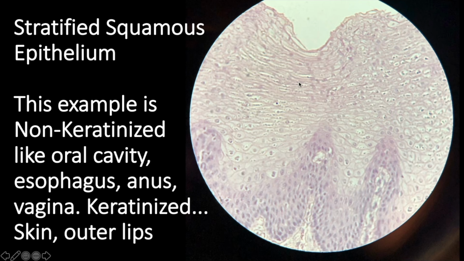So this is an example of, although both are stratified squamous epithelium, this particular slide is showing you non-keratinized stratified squamous epithelium. So this could be an example of like the esophagus or the anus or the vagina, for example, where the tissue should not dry out. It should never dry out.